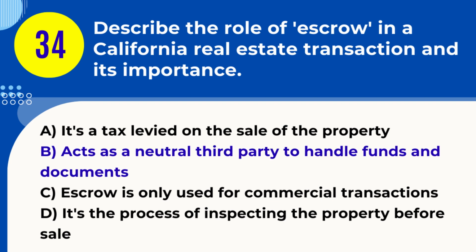Answer. B. Acts as a neutral third party to handle funds and documents. Explanation. In California real estate transactions, escrow plays a crucial role as a neutral third party responsible for securely holding funds and important documents until all conditions of the transaction are met. It ensures a smooth and secure transfer process.